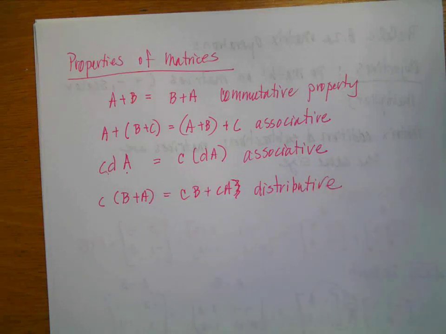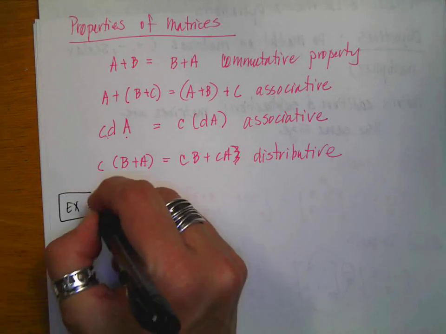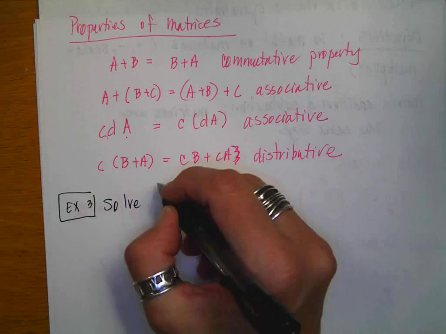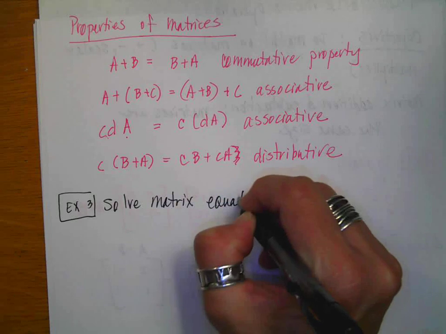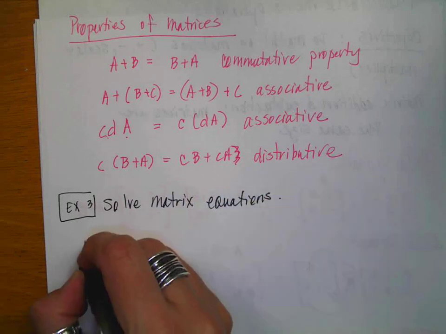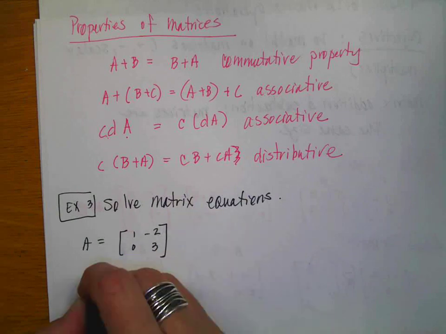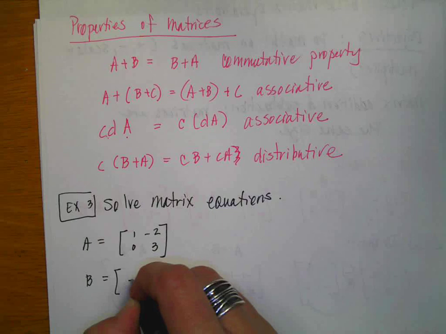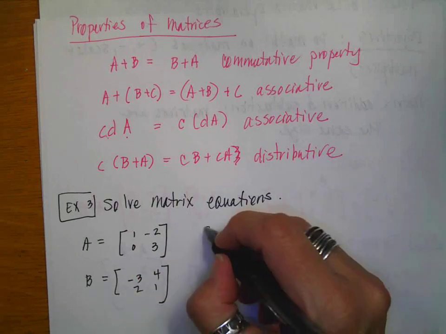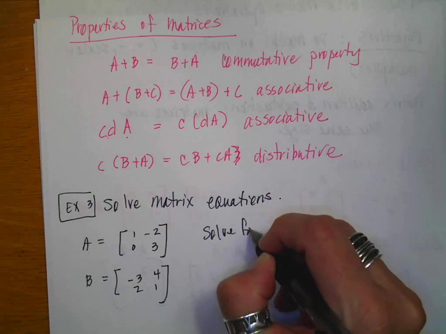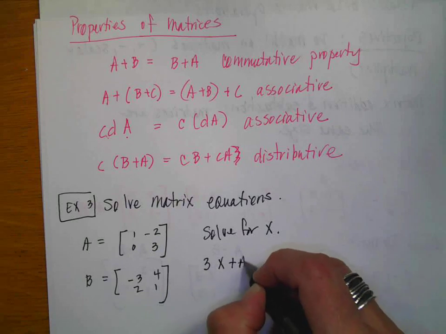Okay? So now when we do our next example, so example number 3, and it's actually your last example, solve matrix equations. Okay? So we're going to have A is equal to 1, 0, negative 2, 3, and B is going to equal negative 3, 2, 4, and 1. So my directions are going to say solve for x.